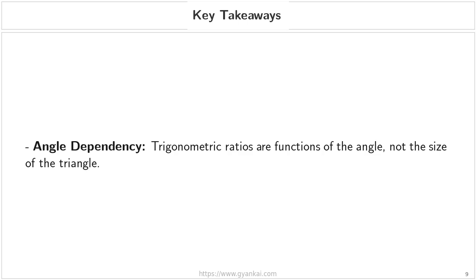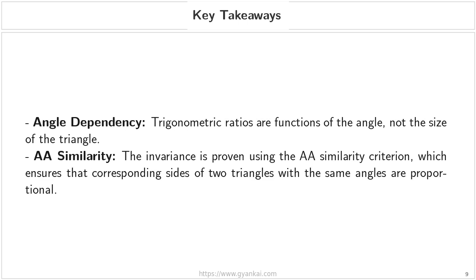Key takeaways. First, let's remember the concept of angle dependency. As we discussed throughout the lesson, trigonometric ratios are functions of the angle itself, not the size of the triangle. Whether you are working with a tiny triangle or a massive one, if the angle remains the same, the ratio remains unchanged. Second, we looked at the AA similarity criterion.